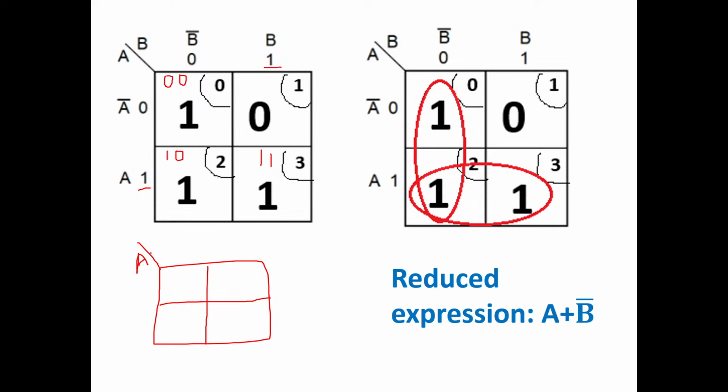A, B. So this is B bar, B. A bar, A. A bar means 0, A means 1. B bar means 0, B means 1. So what are all our terms? 3 terms were there. 0, 0 is there. This is 0, this is 0. Another term 1, 0. This is 1, this is 0. Another term 1, 1. This is 1, this is 1. Only these 3 terms are there.